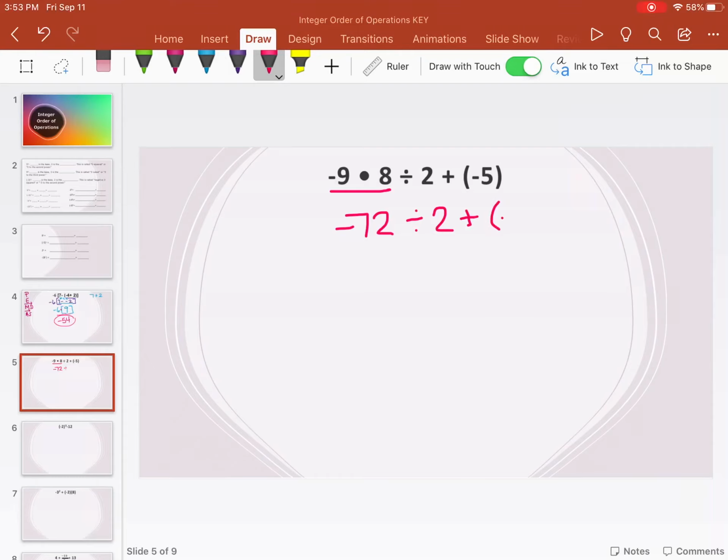Bring everything down. It's really important to keep this nice and organized so you don't miss any steps. Okay, then I still need to divide right here. 72 divided by 2.